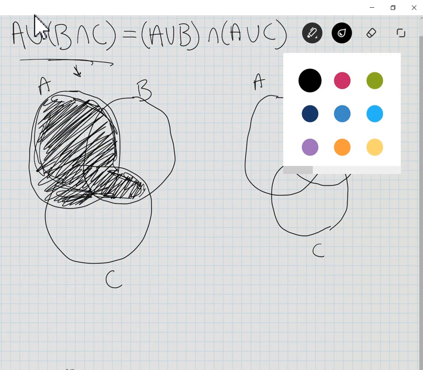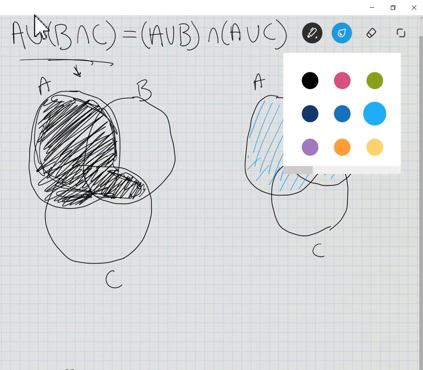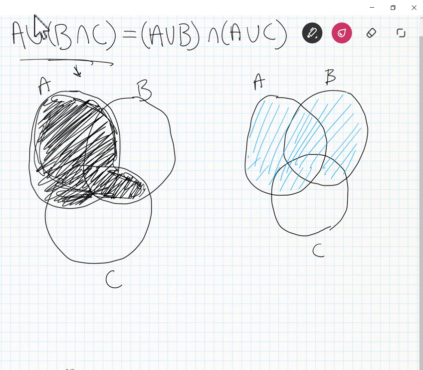On the right side of the equation, we have the union of A and B. So set A, set B, we're going to shade that in blue, the union of A and B, and then we're going to take the intersection of that with the union of A and C. So let's take a look at the union of A and C.